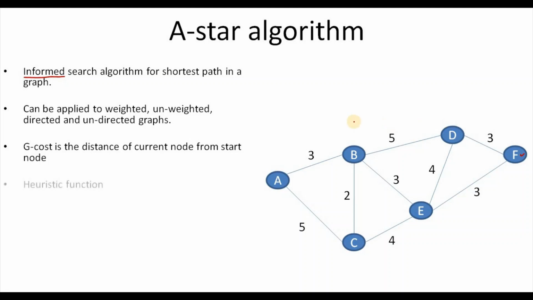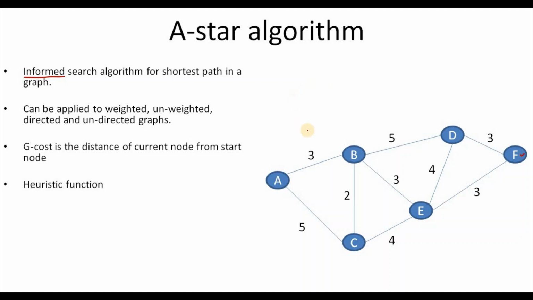The other thing that's new here, which was not present in Dijkstra's algorithm, is the heuristic function. What is a heuristic function? A heuristic function is actually an educated guess that you make to guide your algorithm toward the goal. So this is some kind of guess that speeds up your search process.